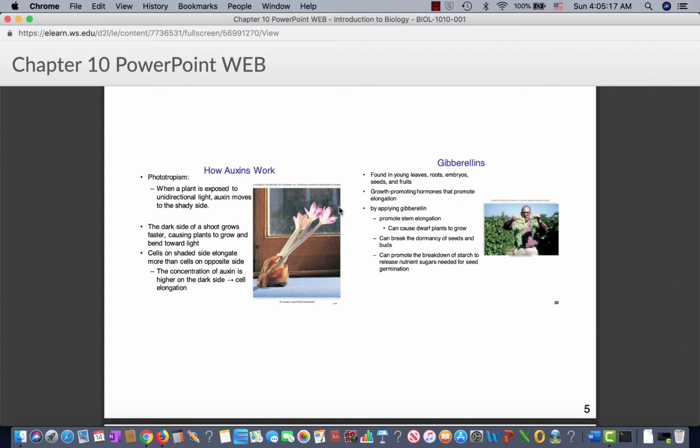Gibberellins are found in young leaves, roots, embryos, seeds, fruits, that sort of thing. They're growth-promoting hormones that cause elongation, and by applying gibberellins, you can promote stem elongation and cause dwarf plants to grow. You can wake a plant from dormancy, or a seed, I should say. And you can promote the breakdown of starch to release sugars for seed germination.